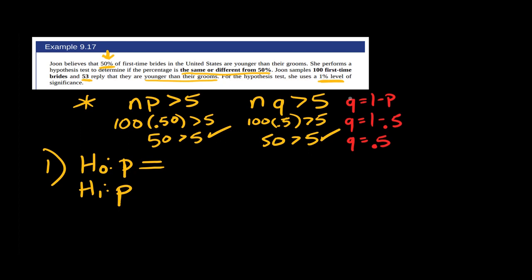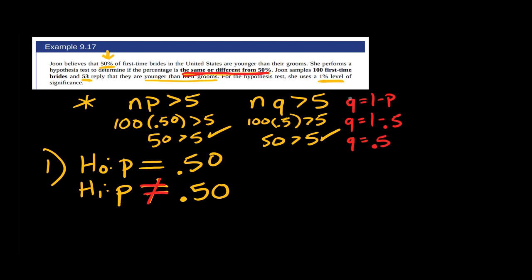Now the alternative hypothesis: because we're trying to test whether it's the same or different than 50%, the alternative hypothesis is not equal to 0.5. We're trying to test whether or not it's equal to 50% or not, so always change that percentage over to a decimal. 0.5 or 0.50, same thing. Same or different, that's the not equal to.